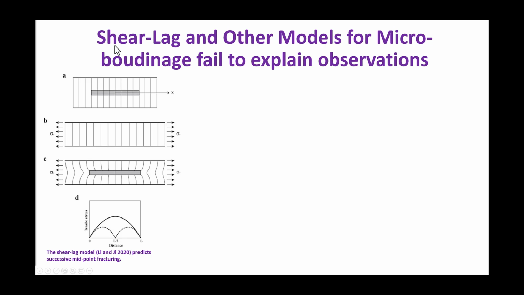Now let us review the two popular models for the development of microboudins. One model is called the shear lag model. The shear lag model is schematically shown here. A strong fiber phase is embedded in a weak phase here, and the overall deformation is pure shear in the direction of the fiber axis. B is the situation of the overall deformation if there were no fiber present. Vertical lines are markers, horizontal longitudinal extension and homogeneous deformation.